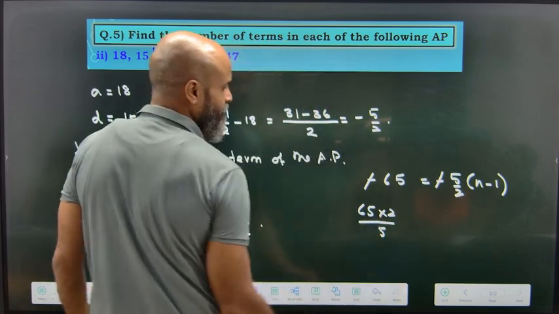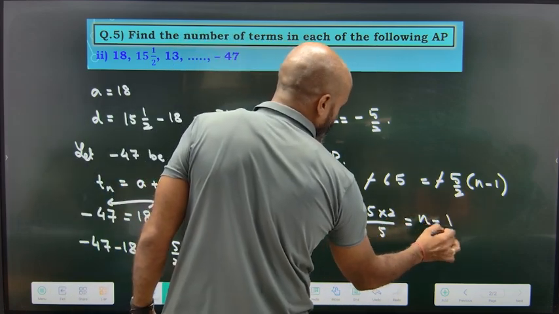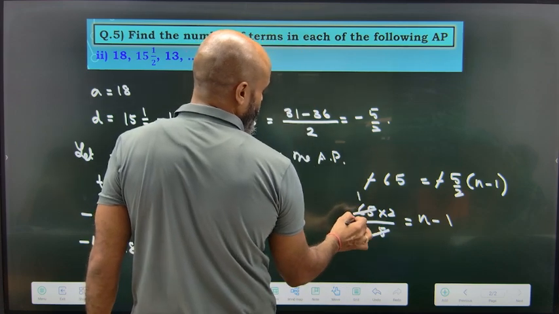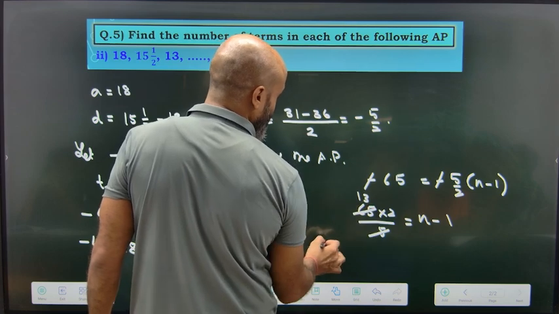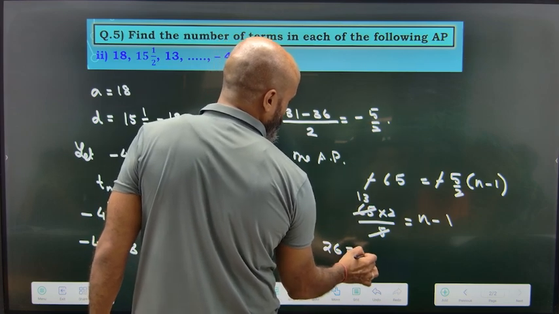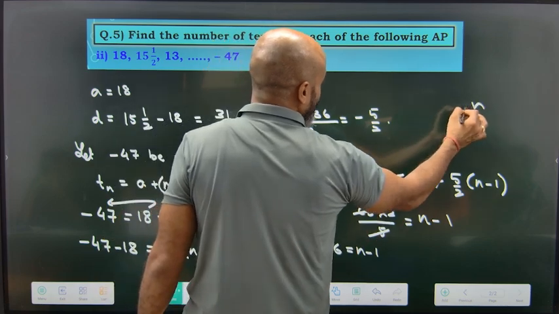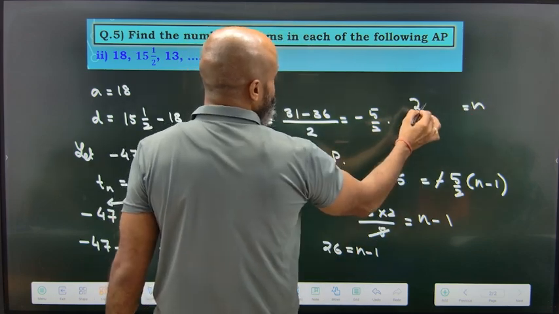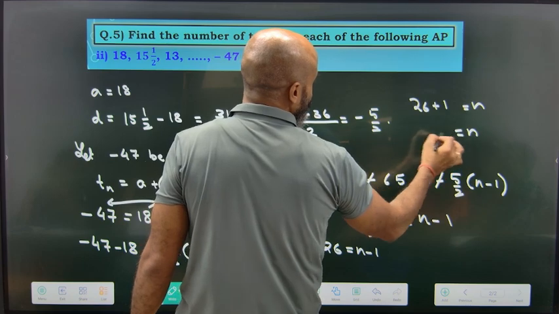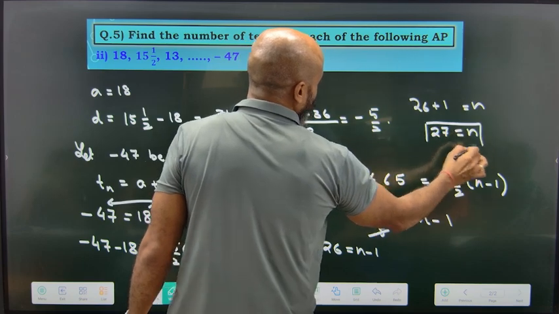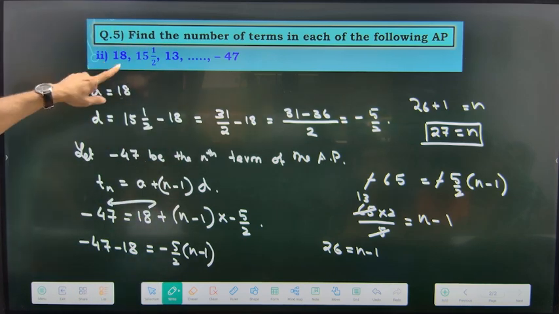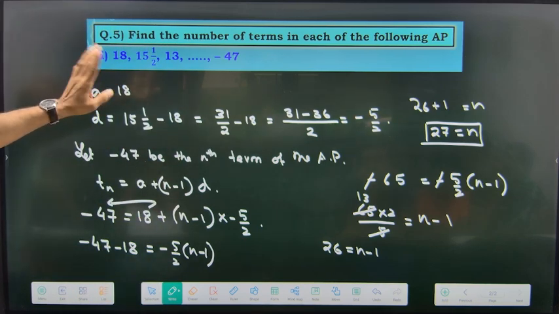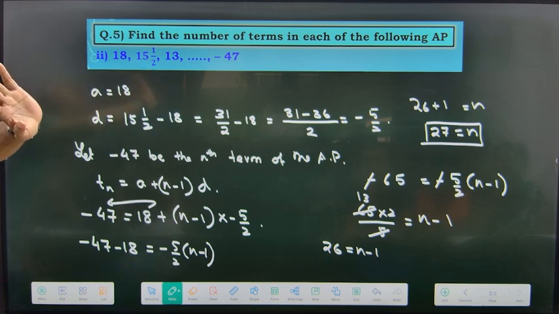Cross multiplication. This is equal to n minus 1. 5 1s are 5, 5 13s are 65. So this will be 13 into 2, that is 26, is equal to n minus 1. So n will be how much? 26 plus 1, that is n is equal to 27. So how many terms does this AP have? 27 terms, and the value of the 27th term is minus 47. Clear? Are we clear on this one?